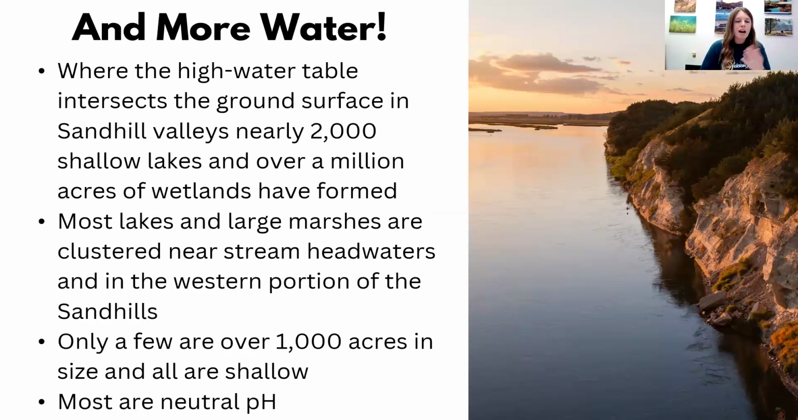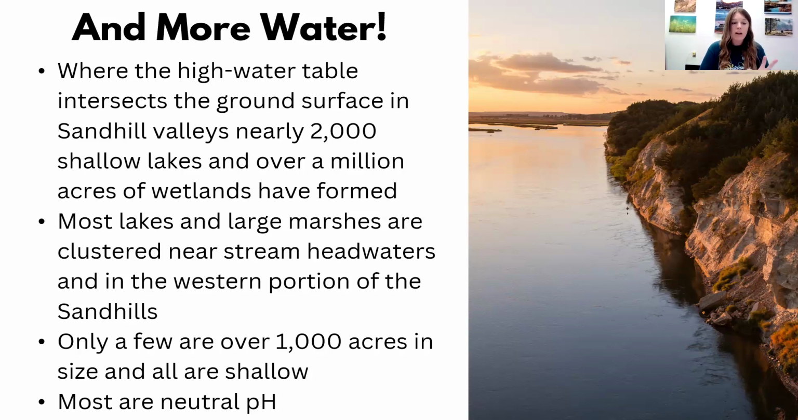All right, there's also more water. So when we talk about there's a high water table, it intersects the ground surface. There's about 2,000 shallow lakes and over 1 million acres of wetlands that have formed because of this. So many of those lakes and wetland marshes, they're clustered near stream headwaters because that's where all the water's coming from. And that's mostly in the western portion of the Sandhills.